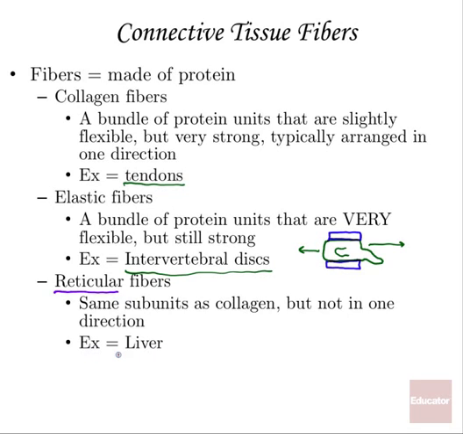And a good example is inside the liver. These net-like fibers are found throughout the liver to help keep it together and keep it stable. You wouldn't want collagen fibers just lined up along one direction in the liver. You want them kind of spread out and kind of all throughout the tissue to help give it stability and keep it together. So those are connective tissue fibers.